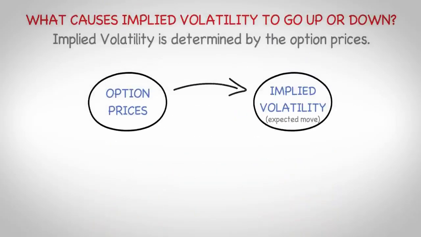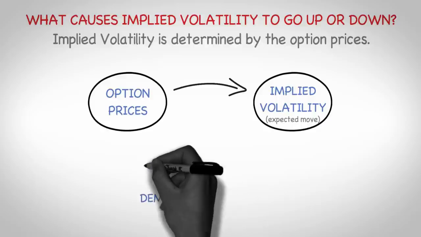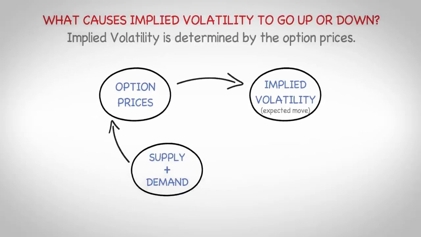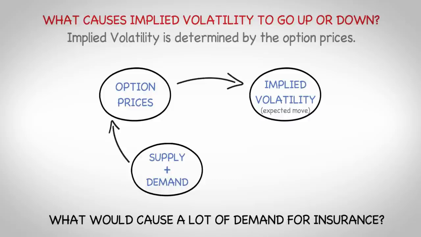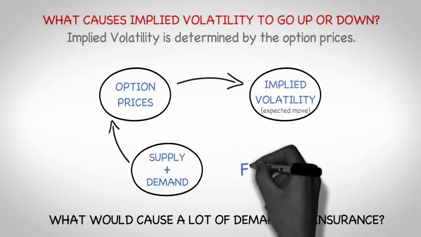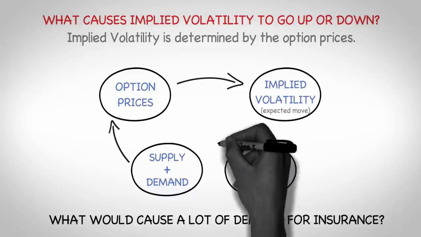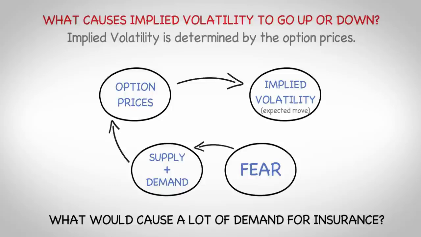So again, what would cause the implied volatility to go up or down? Well, really it's just a question of what would cause a lot of buyers for options and what would cause a lot of sellers. To answer this question, let's think of options as insurance again. What would cause a lot of demand for insurance? Fear of the unknown. When investors are scared and feel like they have a lot of risk, they might start buying options to protect their portfolios because they expect a lot of volatility.